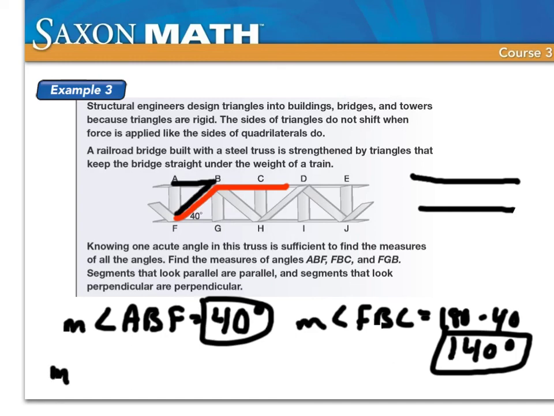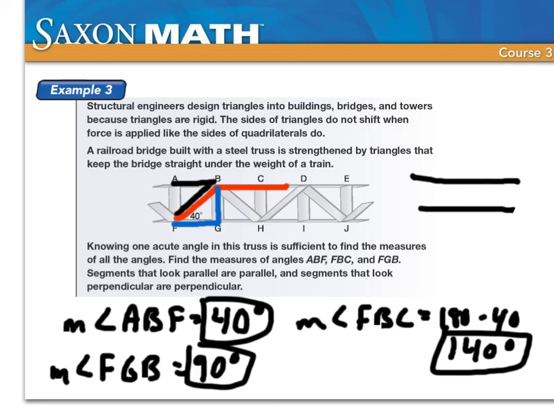And then lastly, we need to find the measure of angle FGB. And angle FGB is this one right here. Well, they told us segments that look perpendicular are perpendicular. So we have a line right here and a line going straight up from it. That means that it's perpendicular lines. Since that makes a right angle, it has to be 90 degrees. If it looks like a right angle, it is a right angle. They told us that already. And there's the measure of all three of those angles.